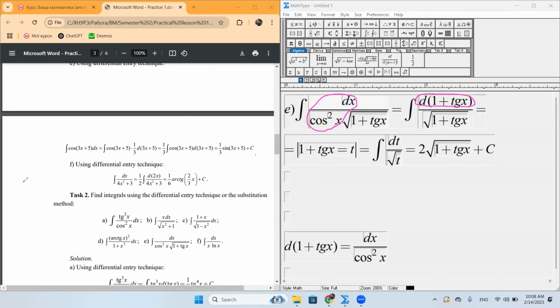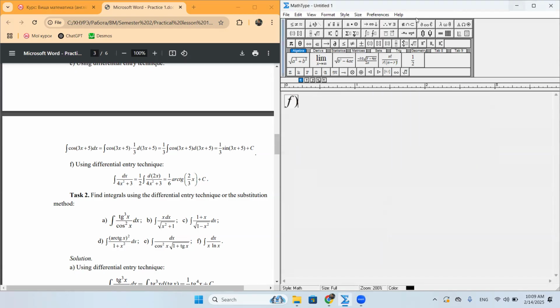Okay, let's move to the next task. The next integral is dx over x multiplied by logarithm of x. What can be moved under the differential here? Daniel? I think logarithm x. Yes, logarithm x. So it looks like this.